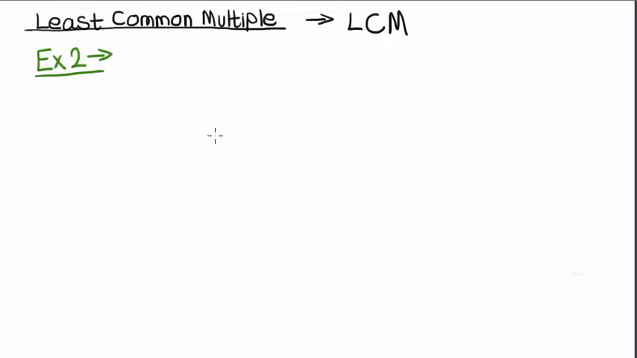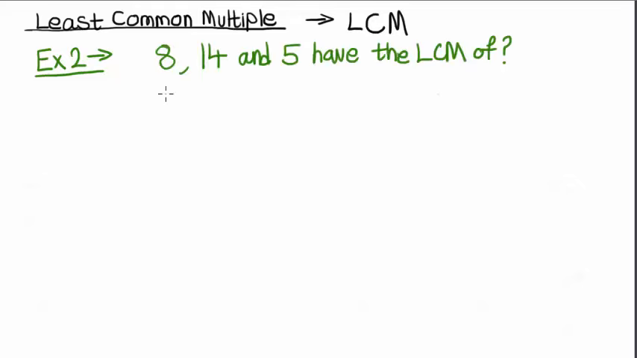In this example, let's say I want to figure out the least common multiple between the numbers 8, 14, and 5. The first thing that I need to do is figure out the prime factorizations of all of these numbers. The prime factorization for the number 8 starts off by breaking apart 8 into two branches. On one branch I have the number 2 and on the other I have the number 4. Moving on, I can break apart 4 into two branches, and on both of the branches I have the number 2. So the prime factorization for 8 is 2 times 2 times 2.